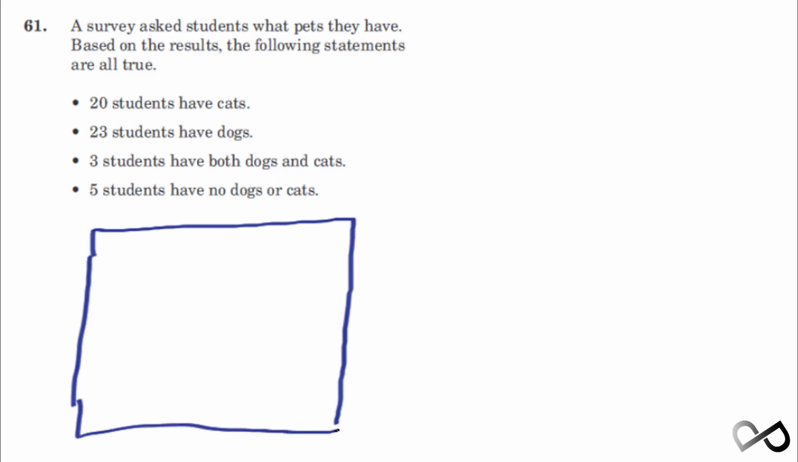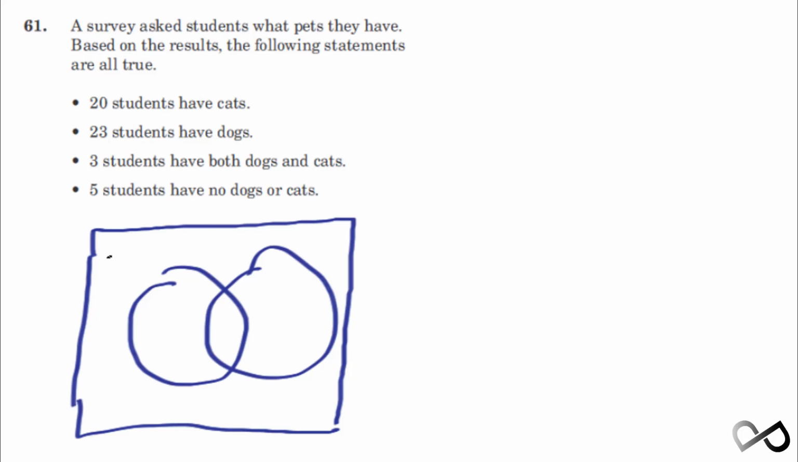So what I'm drawing is the box, which is called the universe. And then I'll draw 2 overlapping circles inside of it. Let's make the one on the left represent cats, and the one on the right represent dogs. Whenever you create a Venn diagram like this, I would start off with the middle, what they have in common, and we can see that 3 students have both cats and dogs. So that's where I would start off with 3.